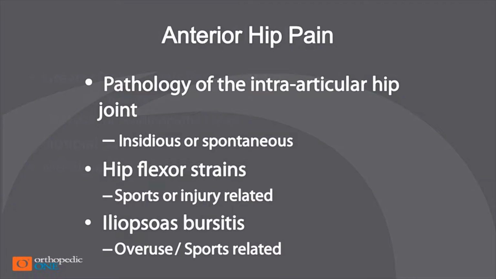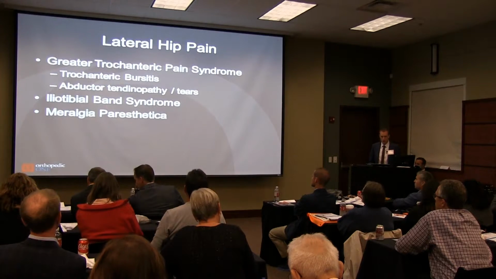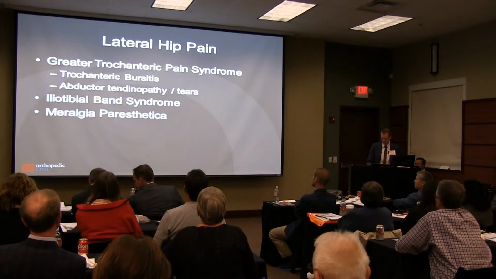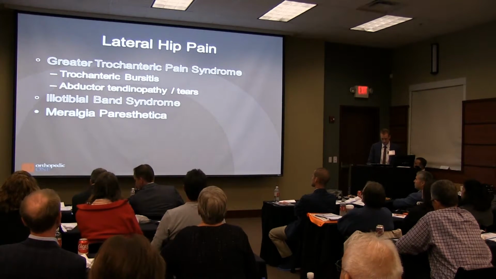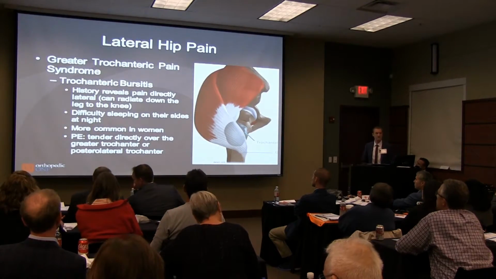Moving on to lateral pain. Greater trochanteric pain syndrome oftentimes encompasses both bursitis and abductor tears. Iliotibial band syndrome can be included in that as well. And I put meralgia paresthetica in the lateral hip pain as well. So starting off with trochanteric bursitis.